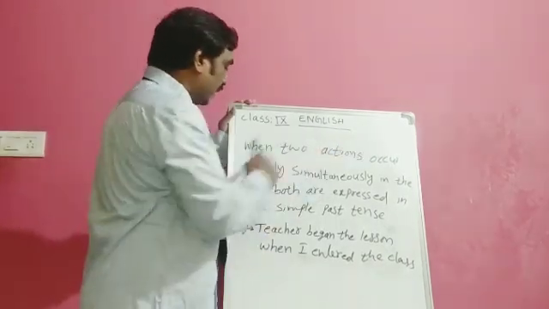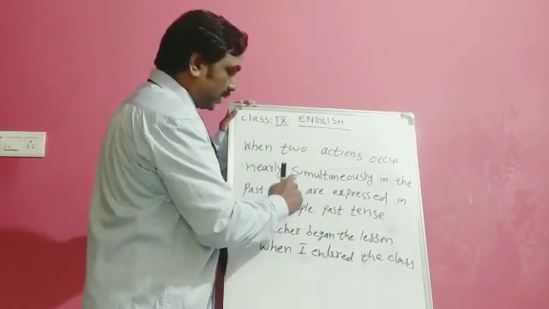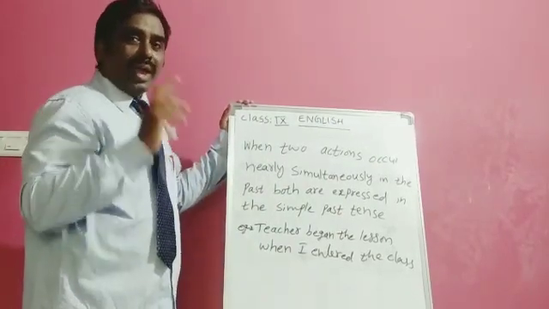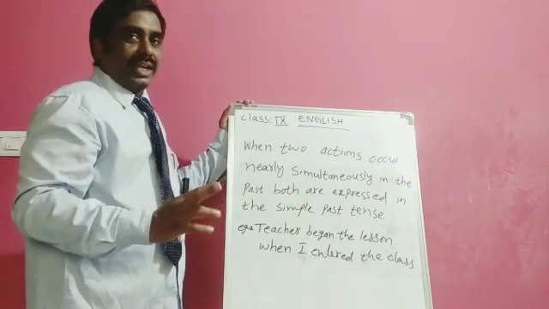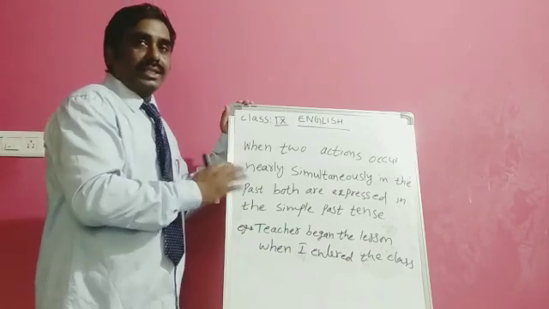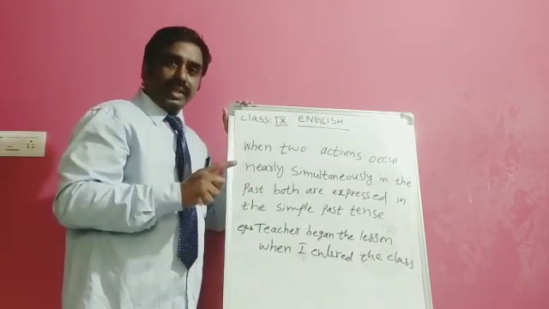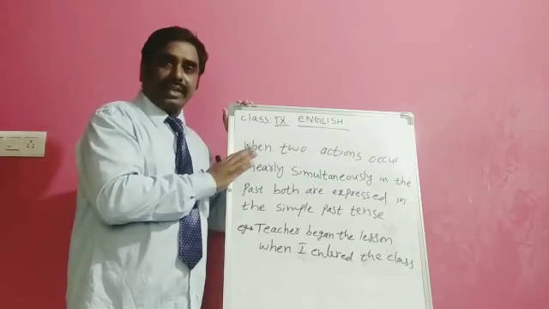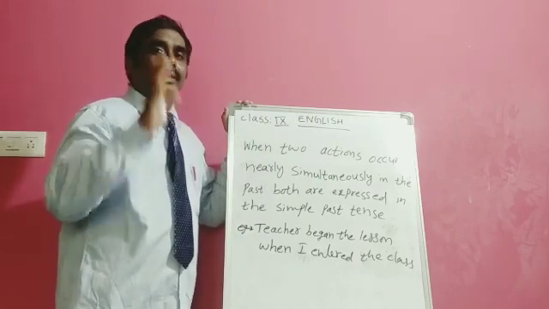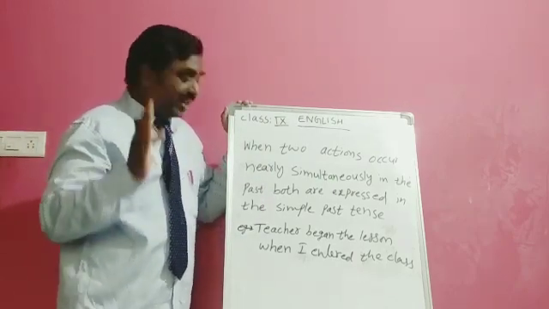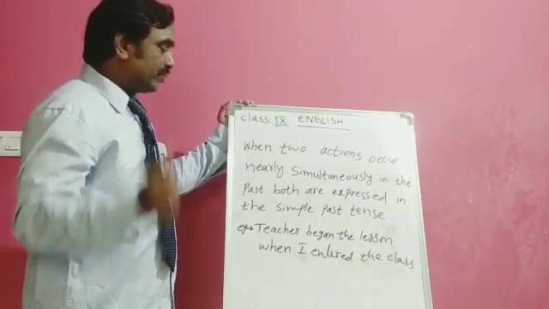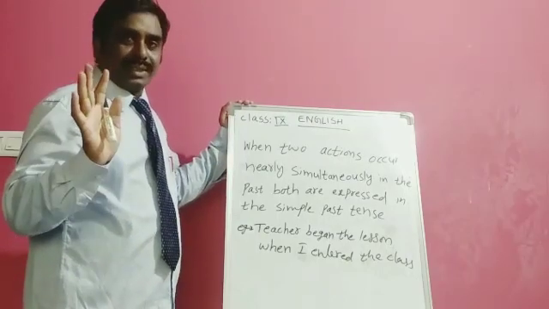When two actions occur nearly simultaneously in the past, both are expressed in the simple past tense. That means when two actions finish at the same time. In the previous examples, we discussed that if there are two actions, the first completed action must be written in the past perfect tense and the second in the simple past tense. But if the two actions take place simultaneously, how should we write? When the two actions take place at the same time, we should use only simple past tense.